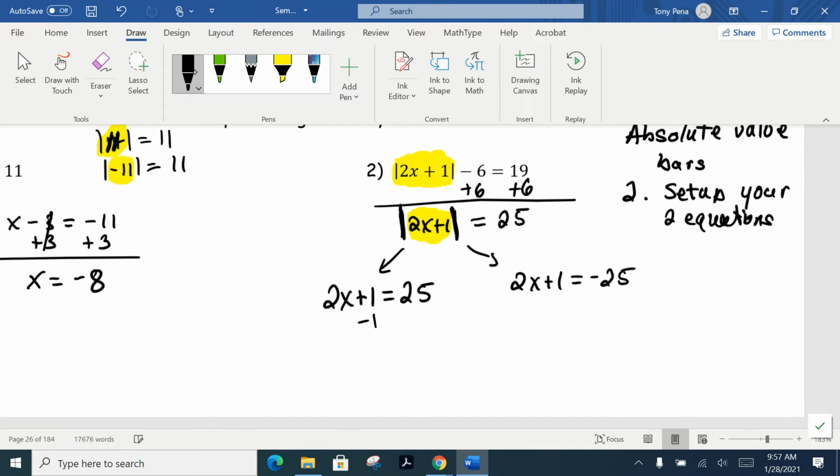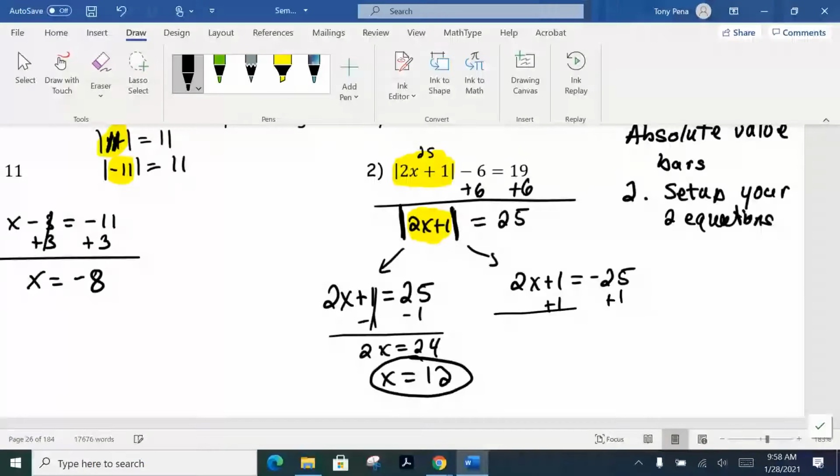We solve both of those, so you're going to subtract 1 from both sides. So in that case, you get 2x equals 24. Divide each side by 2. That's one of our answers. So now take this 12 and plug it in. Doesn't 2 times 12 give you 24? And then 24 plus 1 is 25. And the absolute value of 25 is 25. Take away a 6, that will give you 19. If we now solve this one, add 1 to both sides. These will cancel. That now equals a negative 24.